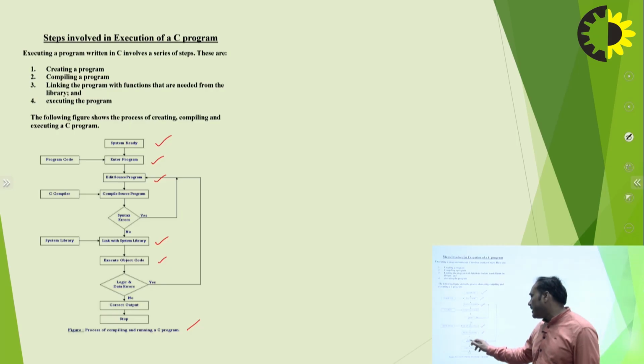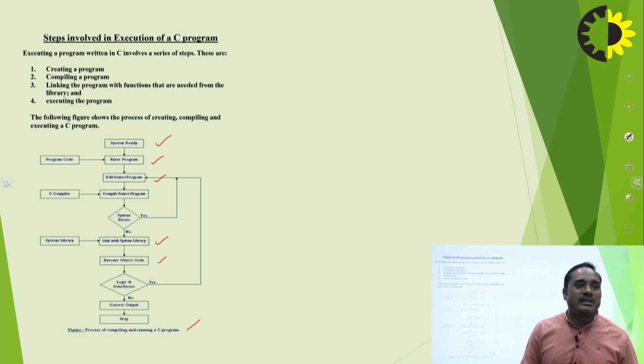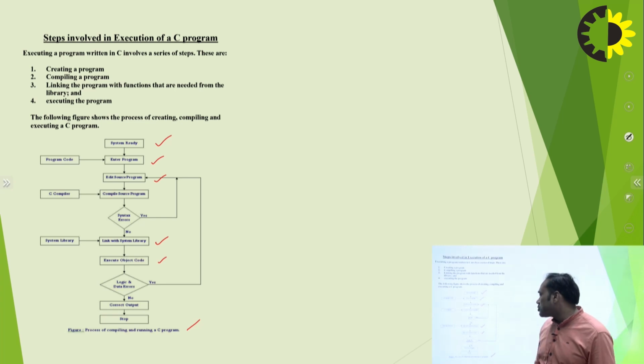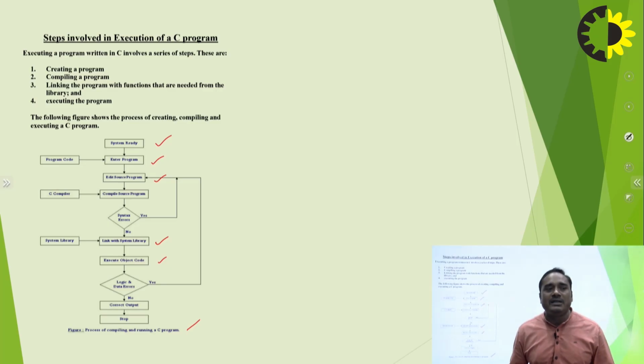If you have correct logic, then you move to the next level. Otherwise you move back to the top level, that is edit source program, and again correct the errors occurring in your program. And the last one is stop. So if you are getting the correct output, then you move to the end, that is the stop.